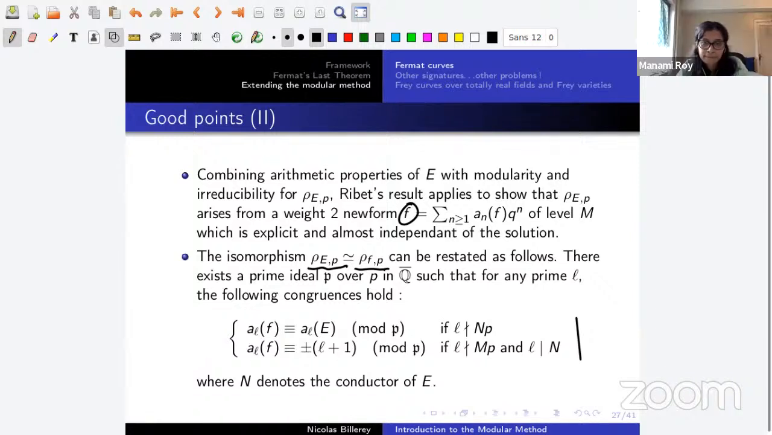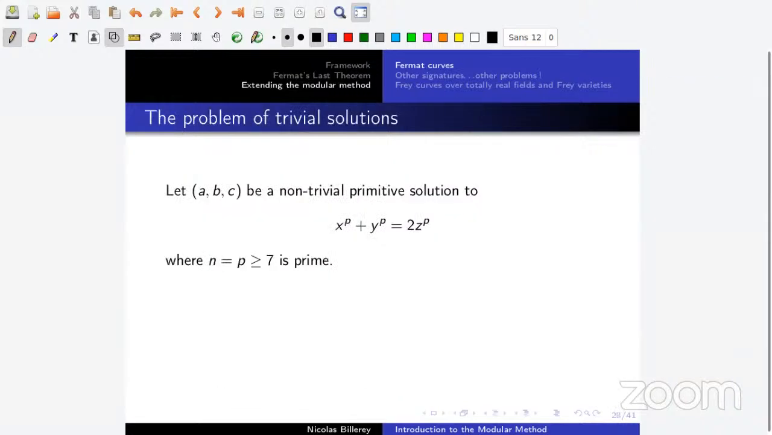Okay. And remember that in the case of Fermat's last theorem, there was nothing to discuss, because there was no newform. The space was just trivial. But when you apply the modular method to these more general equations, Fermat curves with coefficients, you might end up at some level where you have forms. So what does it mean to discard the specific form? It means to be able to contradict these congruences. But there are issues, actually.